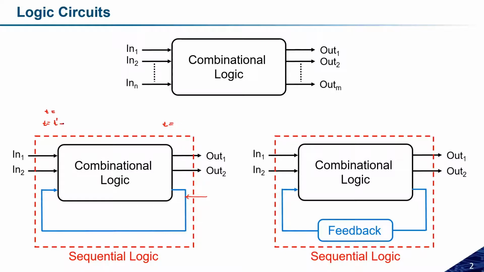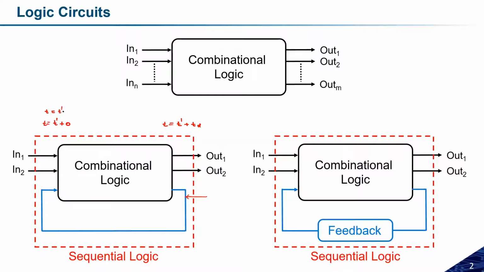T dash plus 0. T dash is the initial time, the initial condition. And here I am again writing t dash, the initial condition, plus a certain delay td of this logic circuit. So this is when we will get the output. But suppose I provide one of the outputs to the input again, so what will happen?